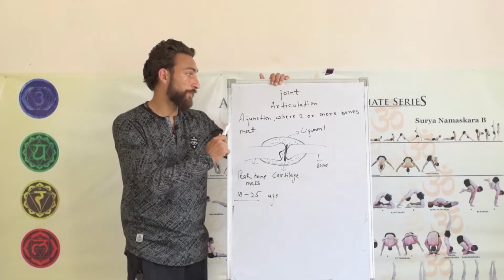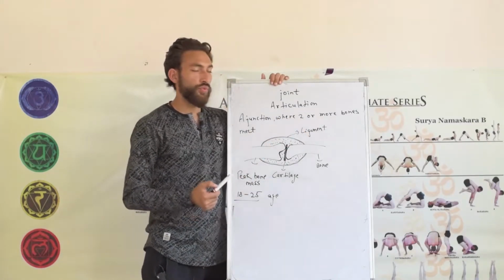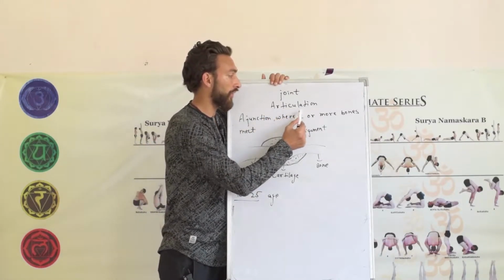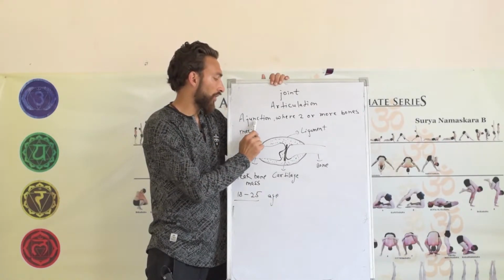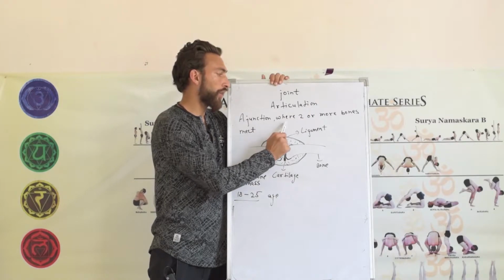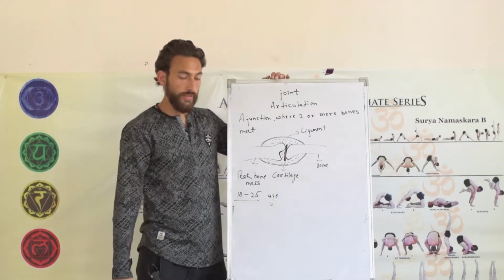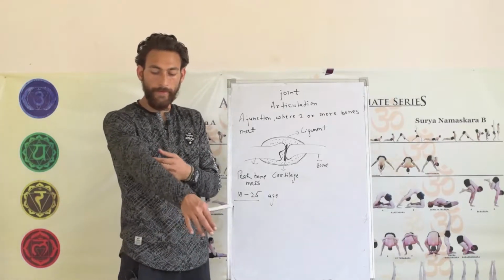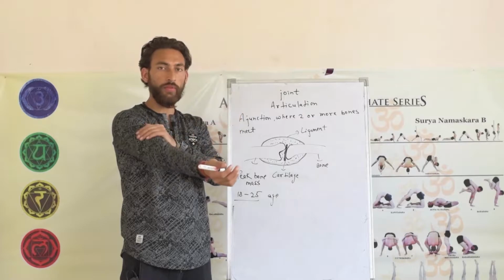So what is a joint? A joint can also be known as articulation. Articulation means where things connect, right? So a joint is actually a junction, where two or more bones meet. Let's say your elbow. The elbow joint is about your forearm bones and your upper arm bone.